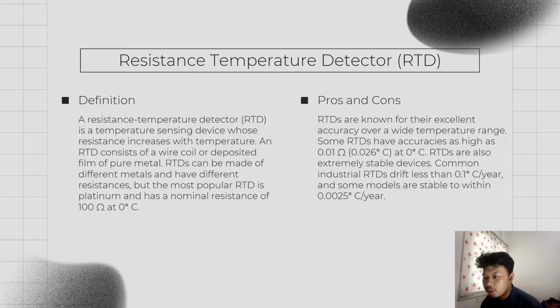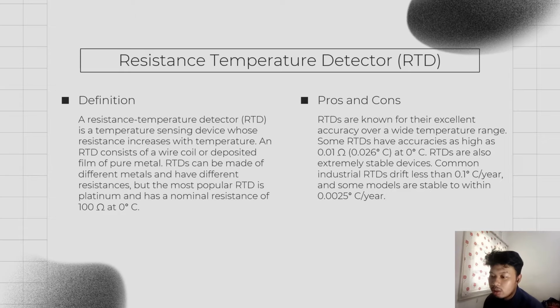So, for the pros and cons, RTDs are known for their excellent accuracy over a wide temperature range. Some RTDs have accuracy as high as 0.01 ohm, or 0.026 degrees Celsius, at 0 Celsius.